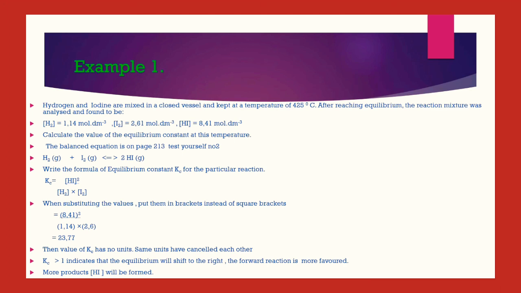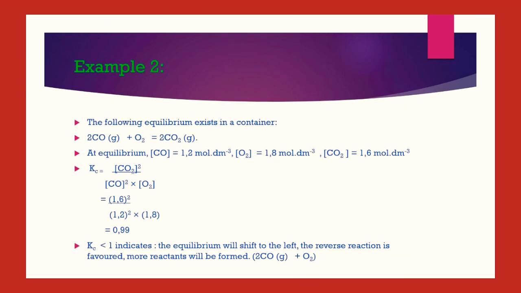Kc is 23,77. Kc is greater than 1. If Kc is greater than 1, it indicates that the equilibrium will shift to the right. The forward reaction is more favored. More products will be formed. More hydrogen iodide will be formed.